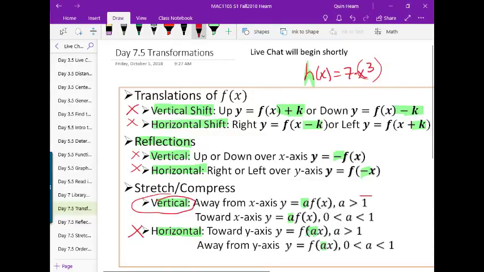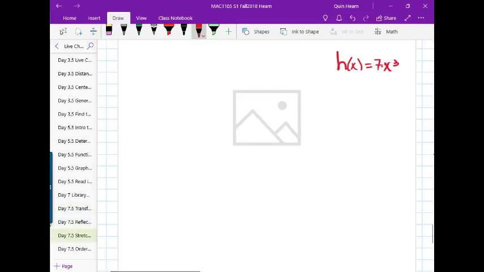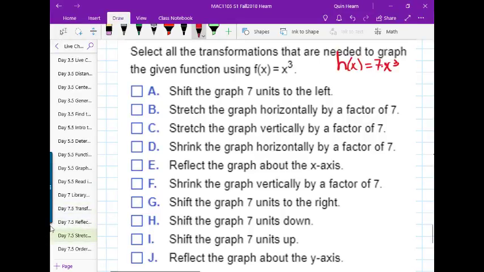Well, since a is bigger than 1, we have this case where we're stretching away from the x-axis. When you multiply every y value in the original parent function by 7, you're making it bigger. We're not shifting. We're stretching the graph, but is it horizontal or vertical? Because it's affecting the y value, because it's on the outside of the function, it's going to be a vertical. So this would be a stretch vertically by a factor of 7.